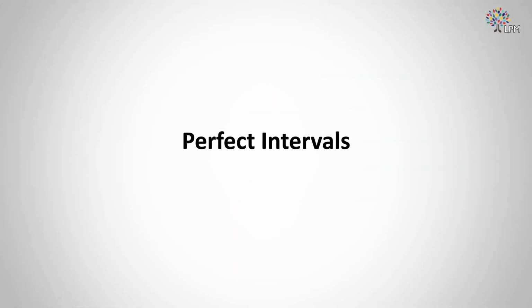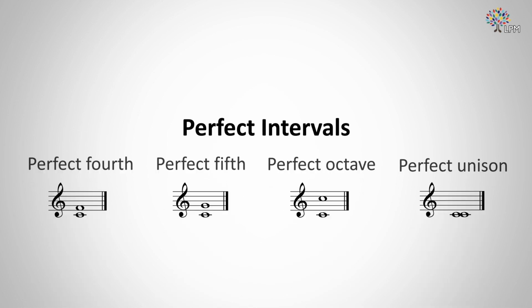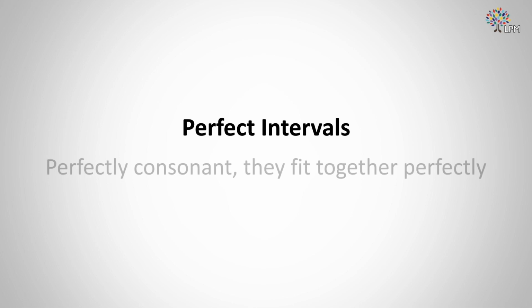In this lesson, we're going to focus on what are called perfect intervals, like the perfect fourth, fifth, octave, and unison. Perfect intervals are called perfect because they were traditionally considered perfectly consonant. That is, they fit together almost perfectly, although in Western classical music, the perfect fourth is not always thought of as a totally consonant sound.